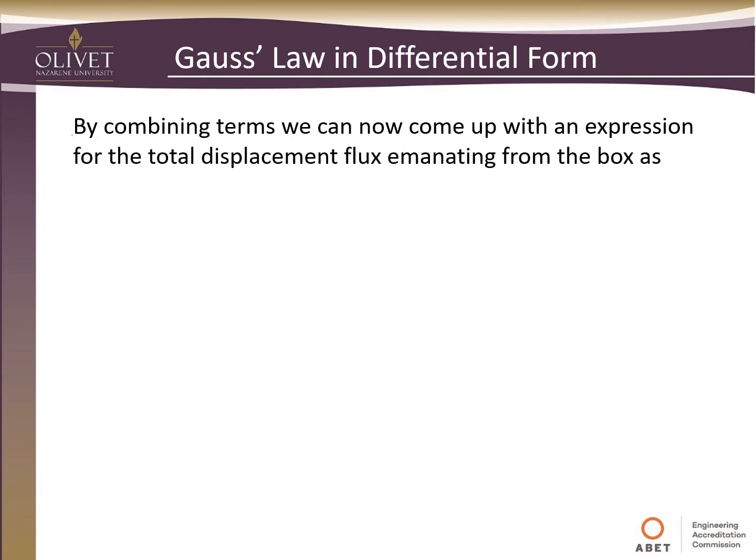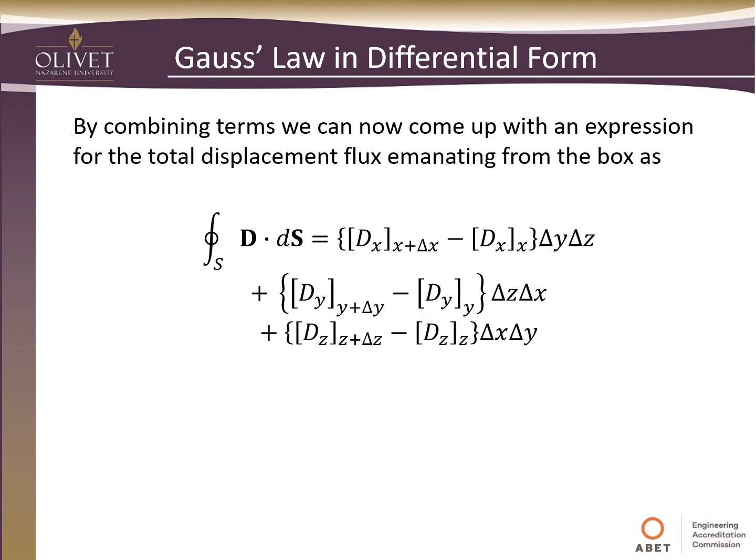So we can combine like terms. We saw for three of the pairs, they had the same surface area. And so we can do that and come up with this expression then for the sum of the displacement vector over this entire surface. You see there'll be two components: x components with the delta y delta z, the y components with the delta z delta x, and then the z components with the delta x delta y. So that's all six sides of the cube.